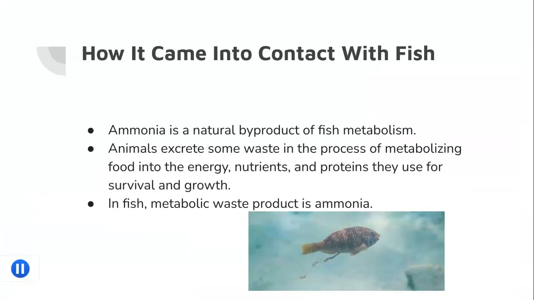How it came into contact with fish. Ammonia is a natural byproduct of fish metabolism. Animals excrete some waste in the process of metabolizing food into the energy, nutrients, and proteins they use for survival and growth. And fish's metabolic waste product is ammonia. And I put a picture on the bottom. What it means is fish poop in their water.